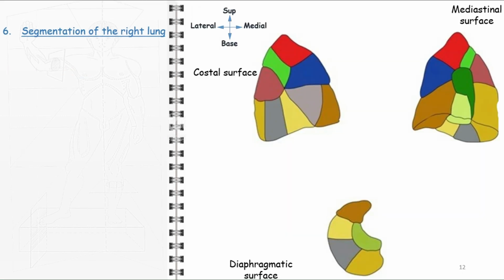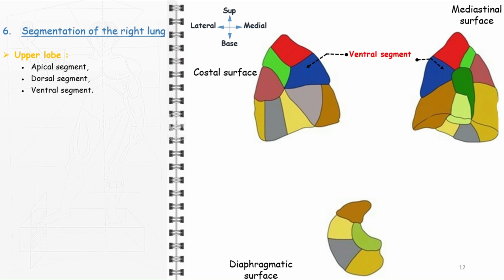Each lobe of the right lung is further subdivided into segments. The upper lobe subdivides into the apical segment, the dorsal segment, and the ventral segment.